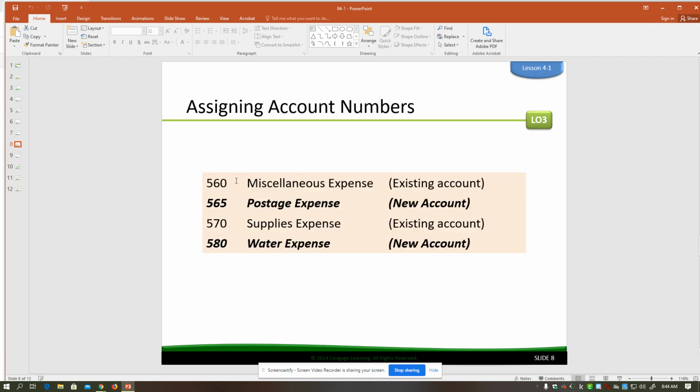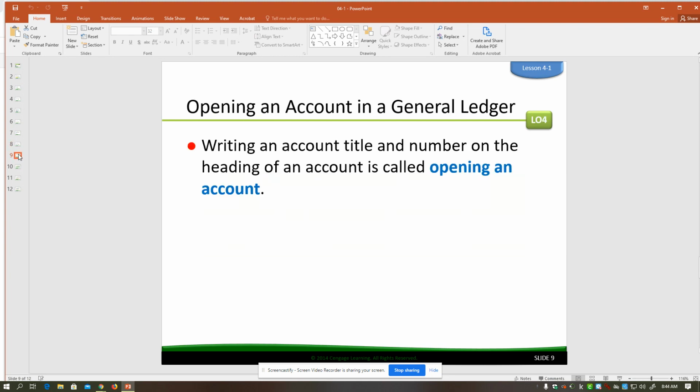So if you have existing accounts of miscellaneous expense and supplies expense, to add new accounts in between them, you put them in alphabetical order, and you do postage expense, and you make it a 65 number. Water expense, you make the 80. You do leave the 10 between them. They like to keep 10 in case you had other things to add in there.